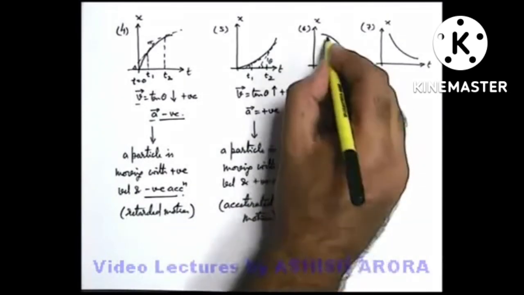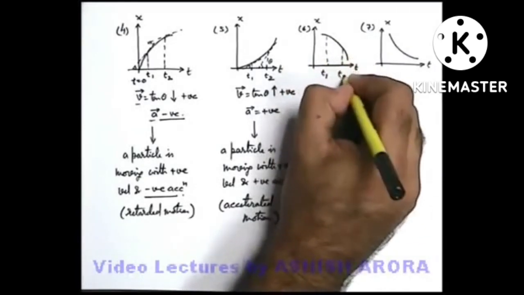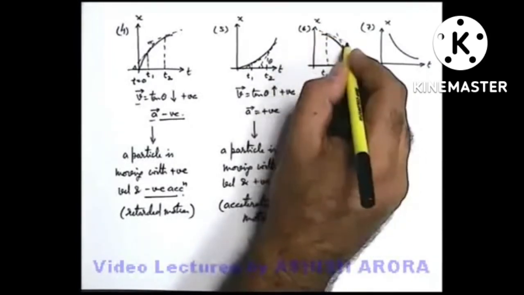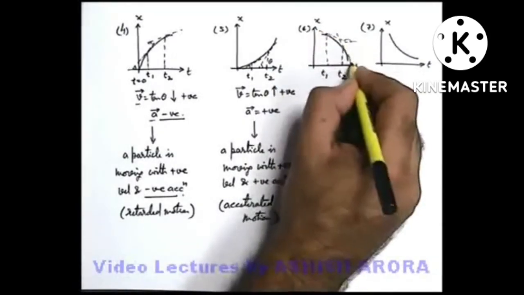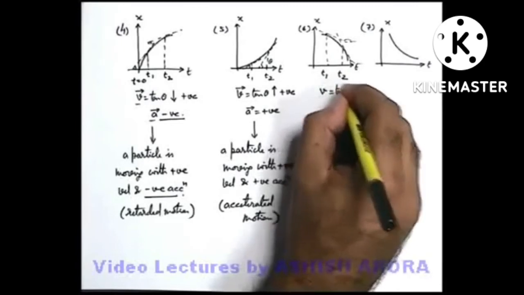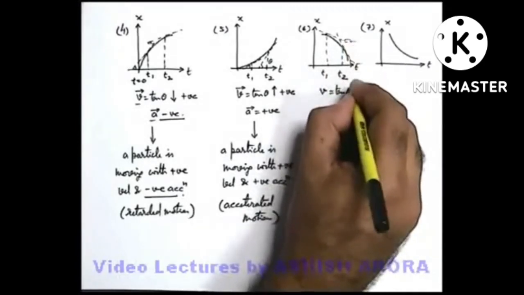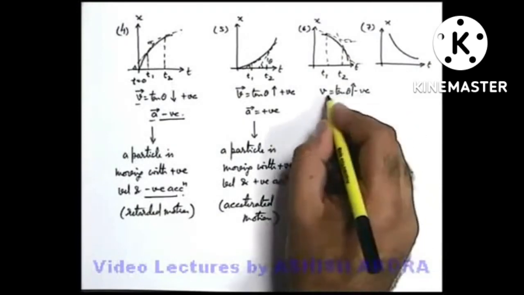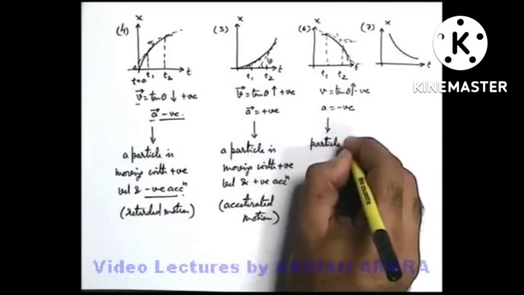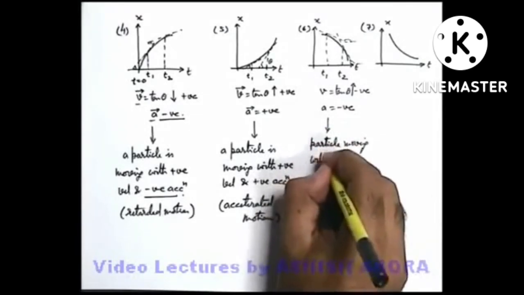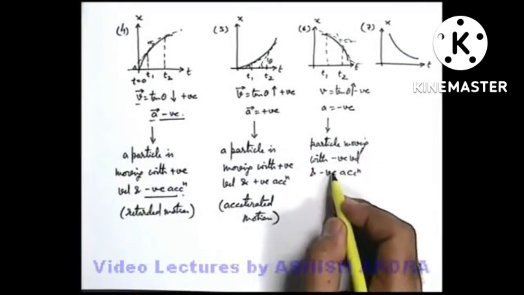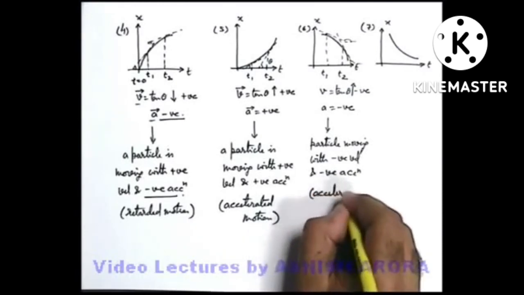Now we talk about this curve number 6. Here again you can see at two different times t1 and t2. If we draw the tangents, you can see at time t2 the tangent is steeper than the tangent at time t1. That means here, as it is making an obtuse angle, the velocity will be negative. So your velocity we can write again tan theta, which is negative, but as the steepness is increasing, this is also increasing. If velocity is negative and it is increasing, that means acceleration is also negative. So we can say this is the curve for a particle moving with negative velocity and negative acceleration. And if velocity and acceleration are of same sign, this is the case of an accelerated motion.